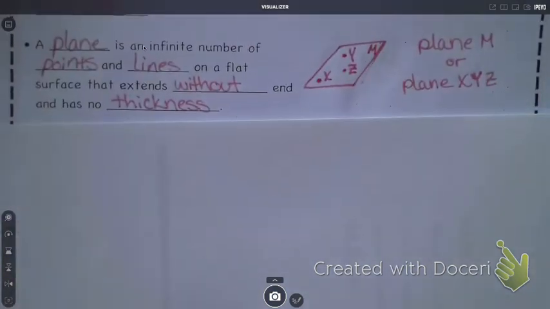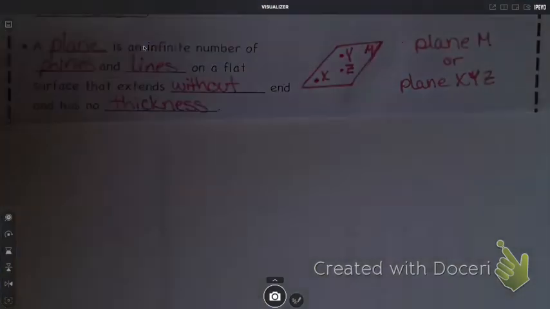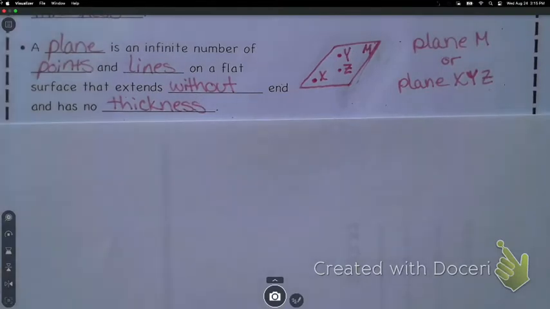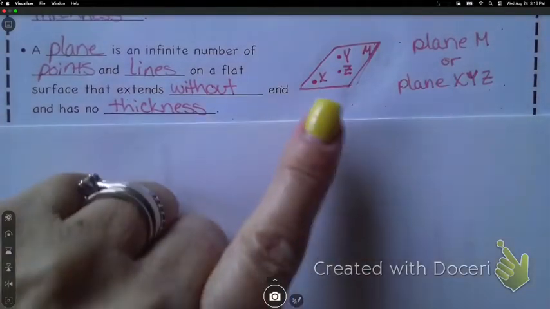Okay. A plane is an infinite number of points and lines on a flat surface that extends without end and has no thickness. Now, technically, my desk does not extend without end, but is it a plane? Yes. Is your table a plane? If you hold up your book, is it a plane? Yes.